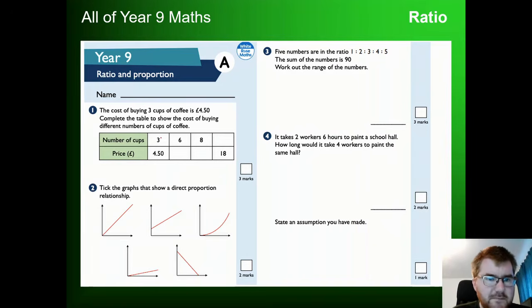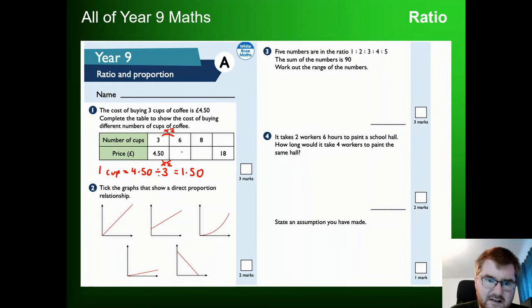Well, if 3 cups of coffee cost £4.50, then 1 cup will be £4.50 divided by 3, which is equal to £1.50. So what we can do here is literally just times £1.50 by 6, by 8, etc. to work out how much it costs. Another way of doing it is, what do we do to 3 to get to 6? Well, times by 2. So we just have to times this by 2 as well. So a couple of different methods you can do here.